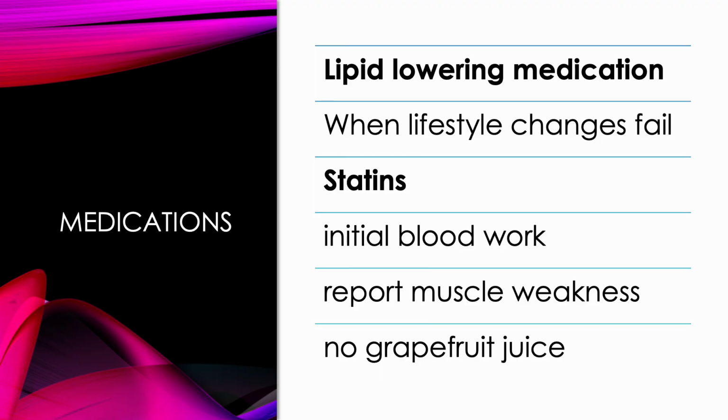All right. Now, people with coronary artery disease, if they've had an MI, they have angina, they're going to need to be on lipid lowering medications, okay, when their lifestyle changes fail. So if they've gone on a diet, they're exercising, they lost the weight, they look good, and their cholesterol's still high, they're going to need to go on a statin, okay? So they need blood work initially, okay, because it can cause liver toxicity. So you have to get a baseline. They need to report muscle weakness right away because it can break down their muscle, okay? And then no grapefruit juice because it interferes with the absorption.